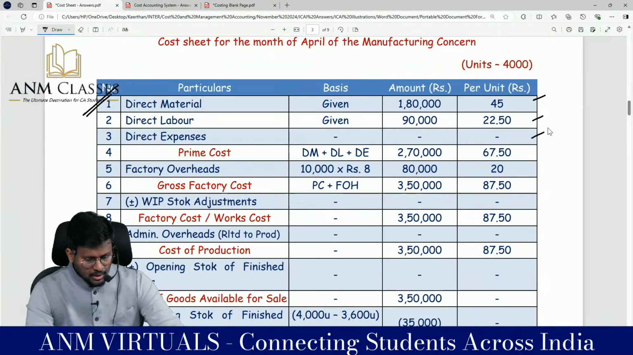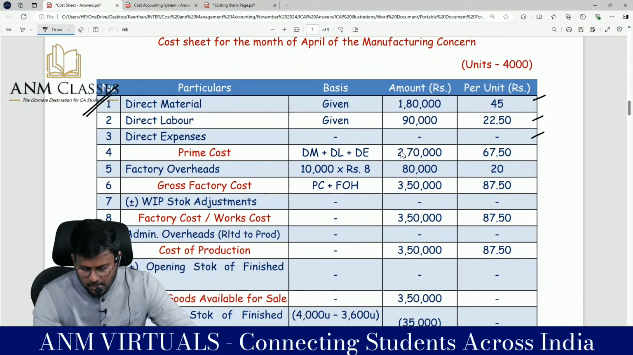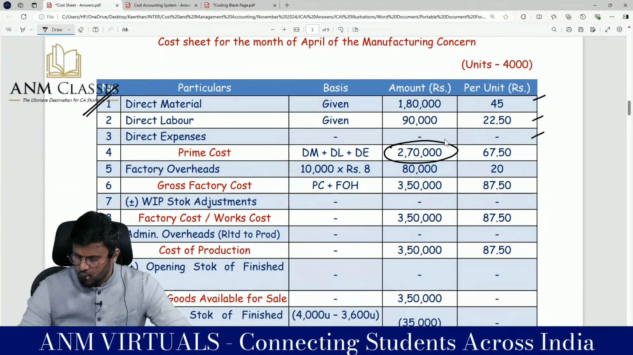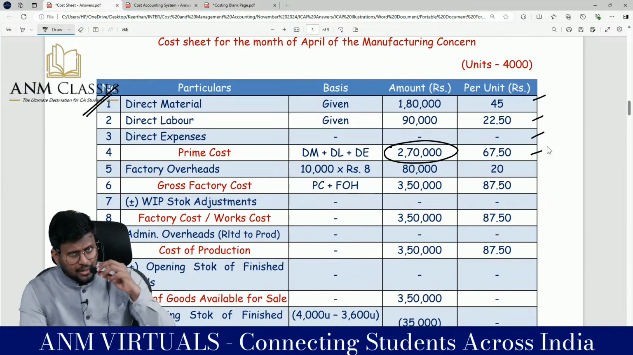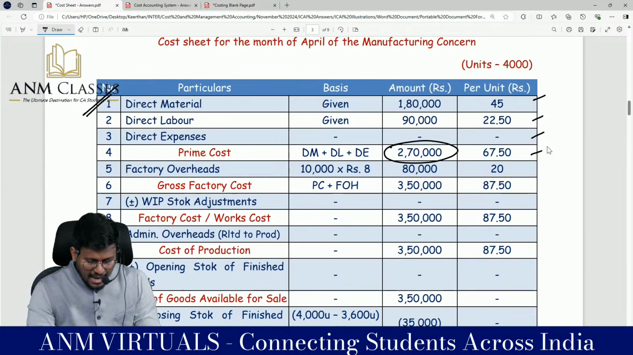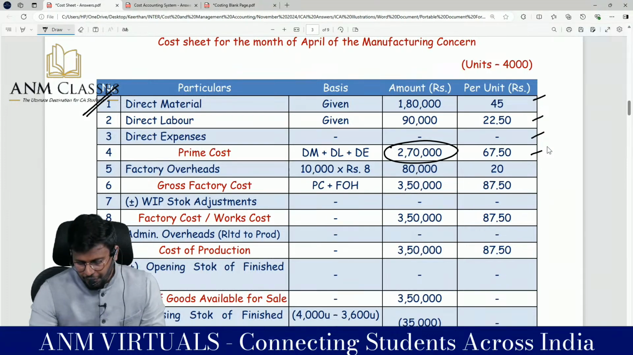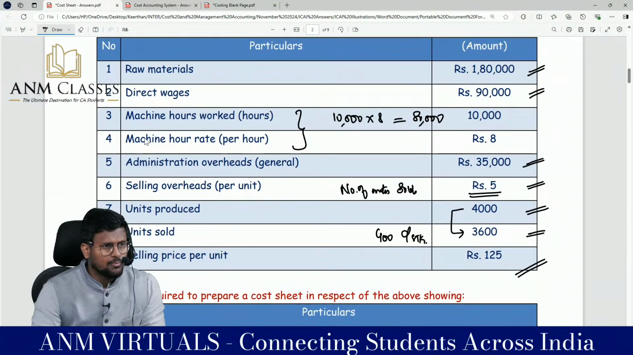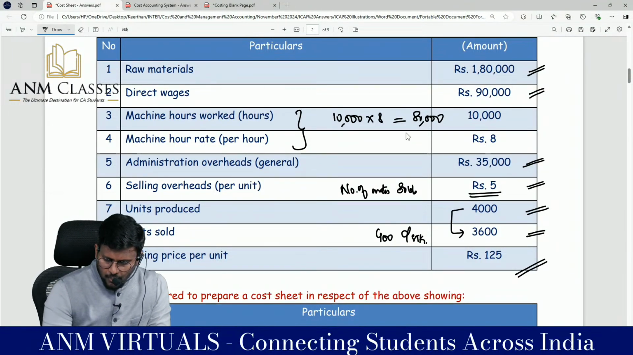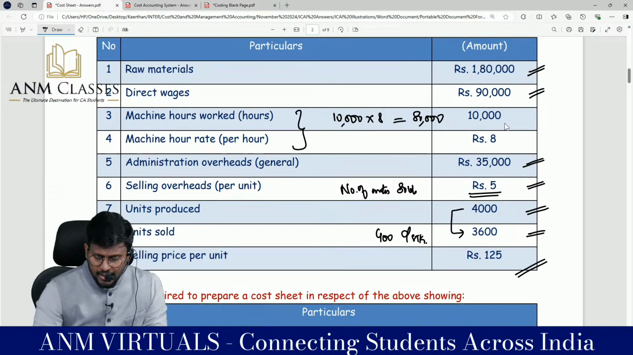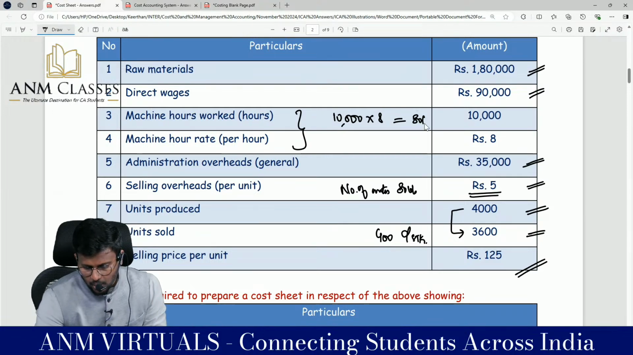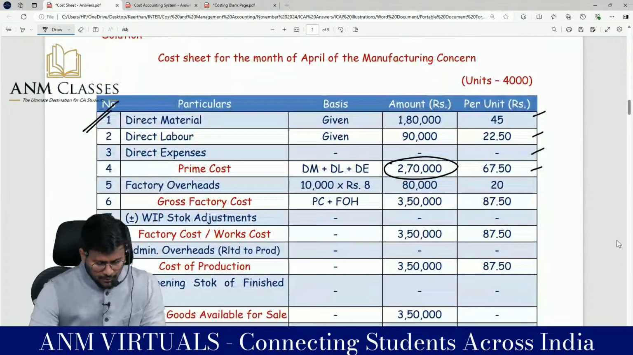So the prime cost will be direct material plus direct labor plus direct expense, which comes to 2,70,000 divided by 4,000 comes to 67.5 is the prime cost. Add factory overhead. Read the line, sir. Machine hours worked, machine in the factory. Number of hours is how much? 10,000. And machine hour rate is how much? 8. So 10,000 into 8 comes to how much? 80,000. That is factory overhead.